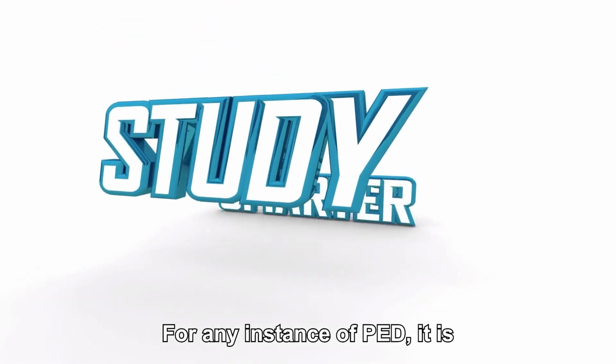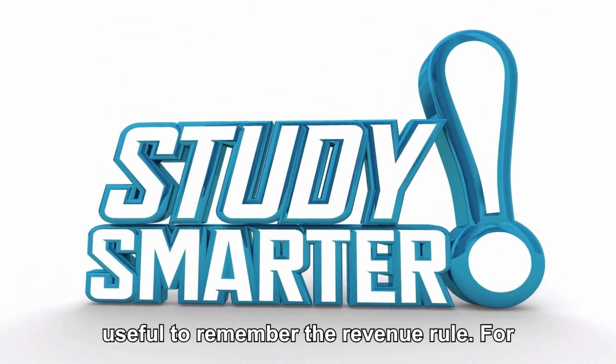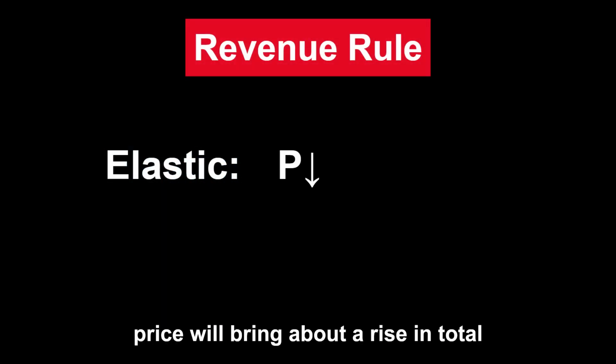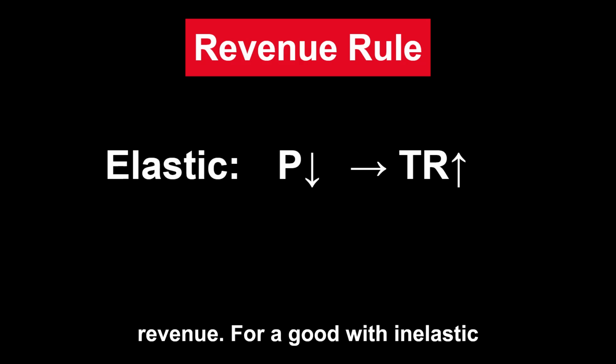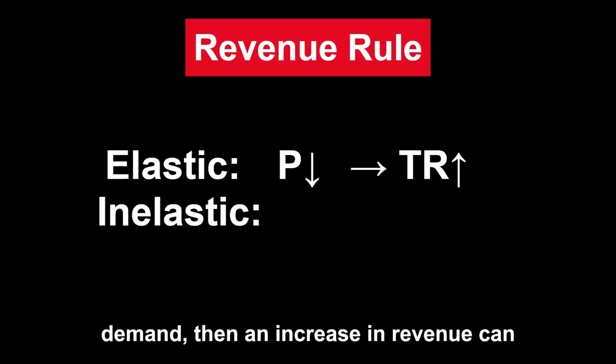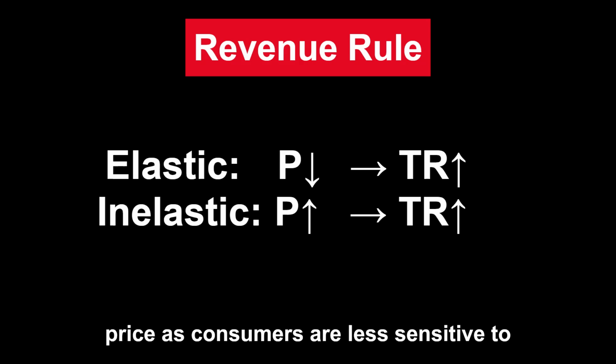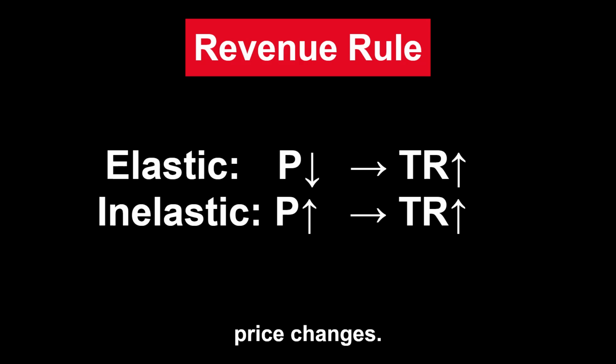For any instance of PED, it is useful to remember the revenue rule. For elastic goods, lowering their selling price will bring about a rise in total revenue. For a good with inelastic demand, an increase in revenue can be achieved through raising the selling price, as consumers are less sensitive to price changes.